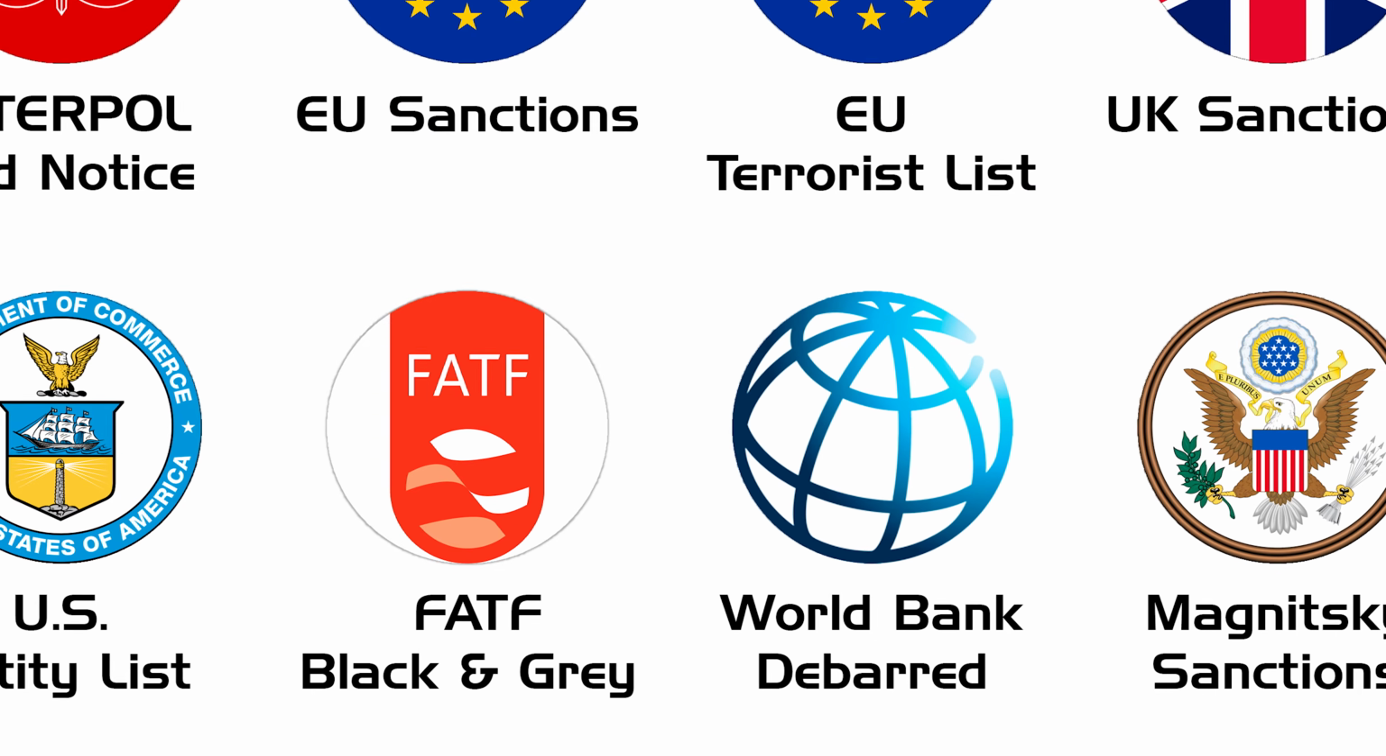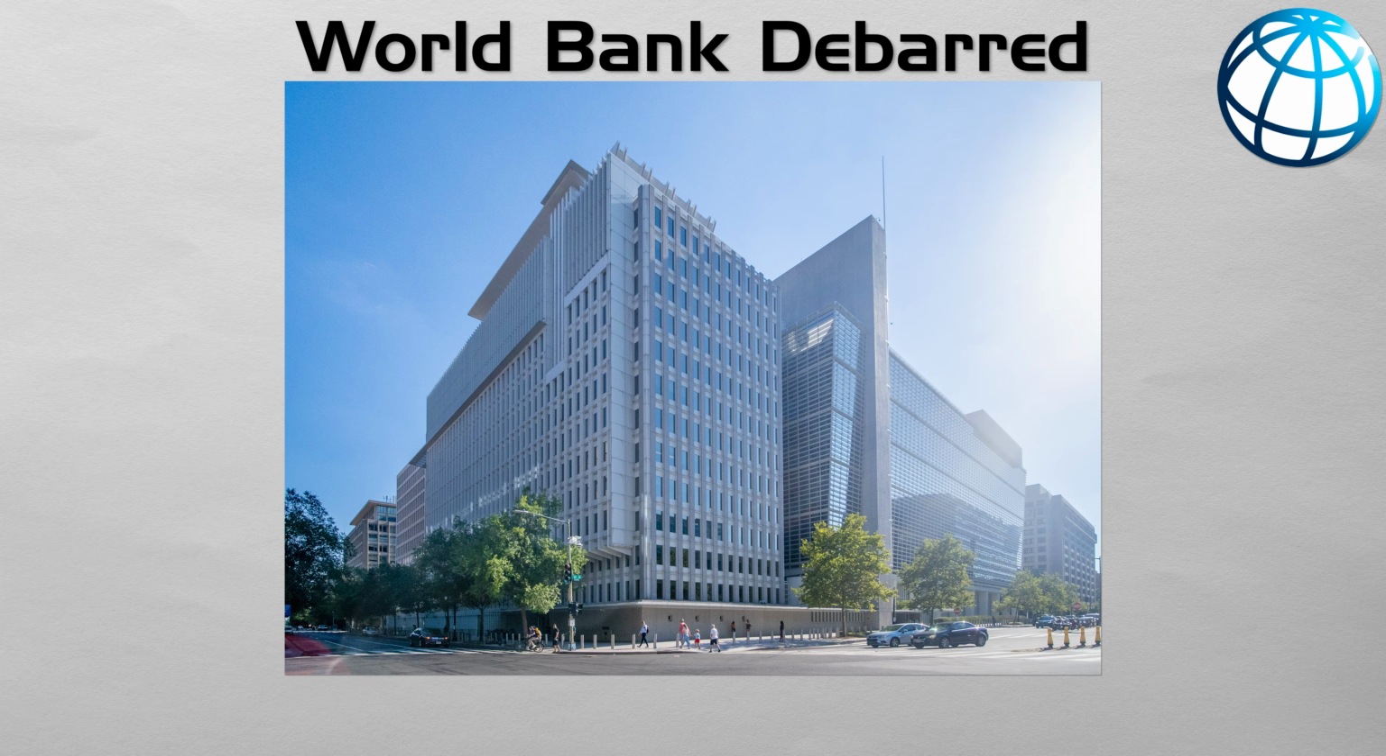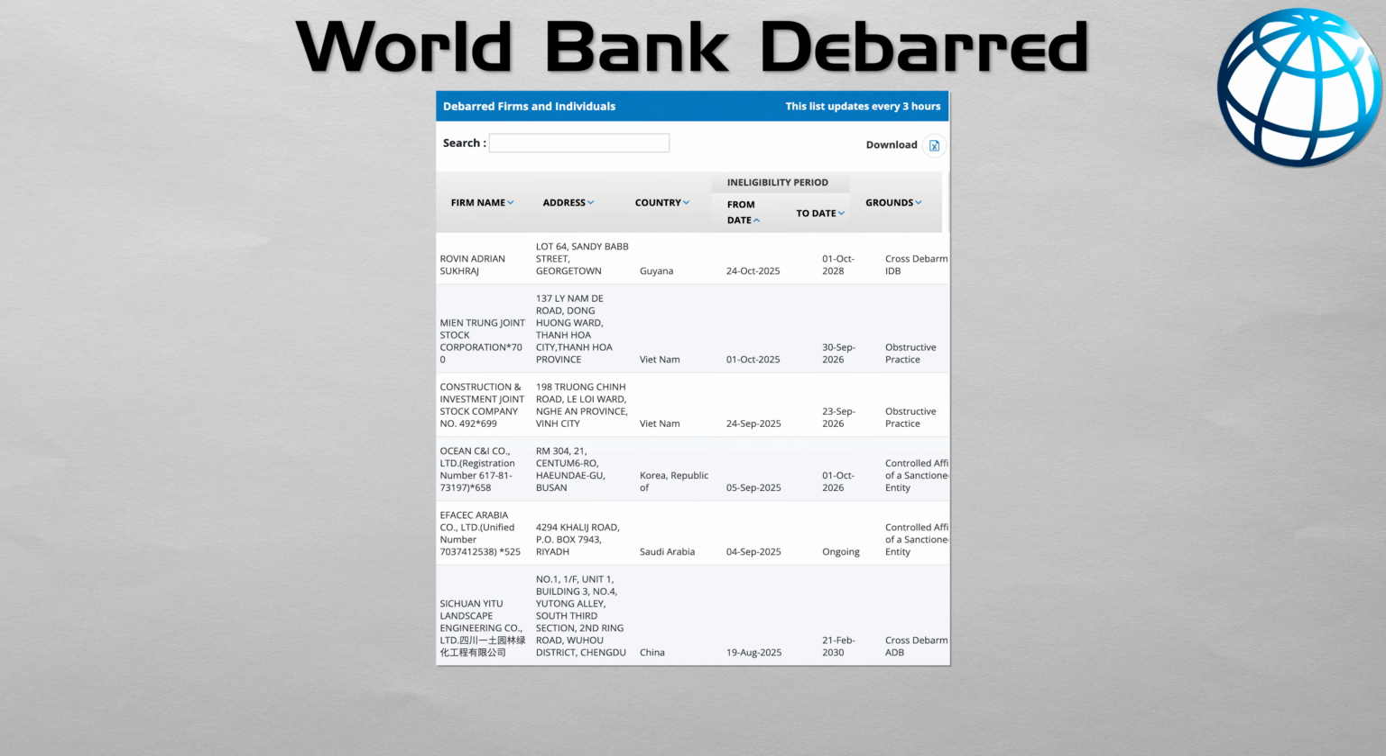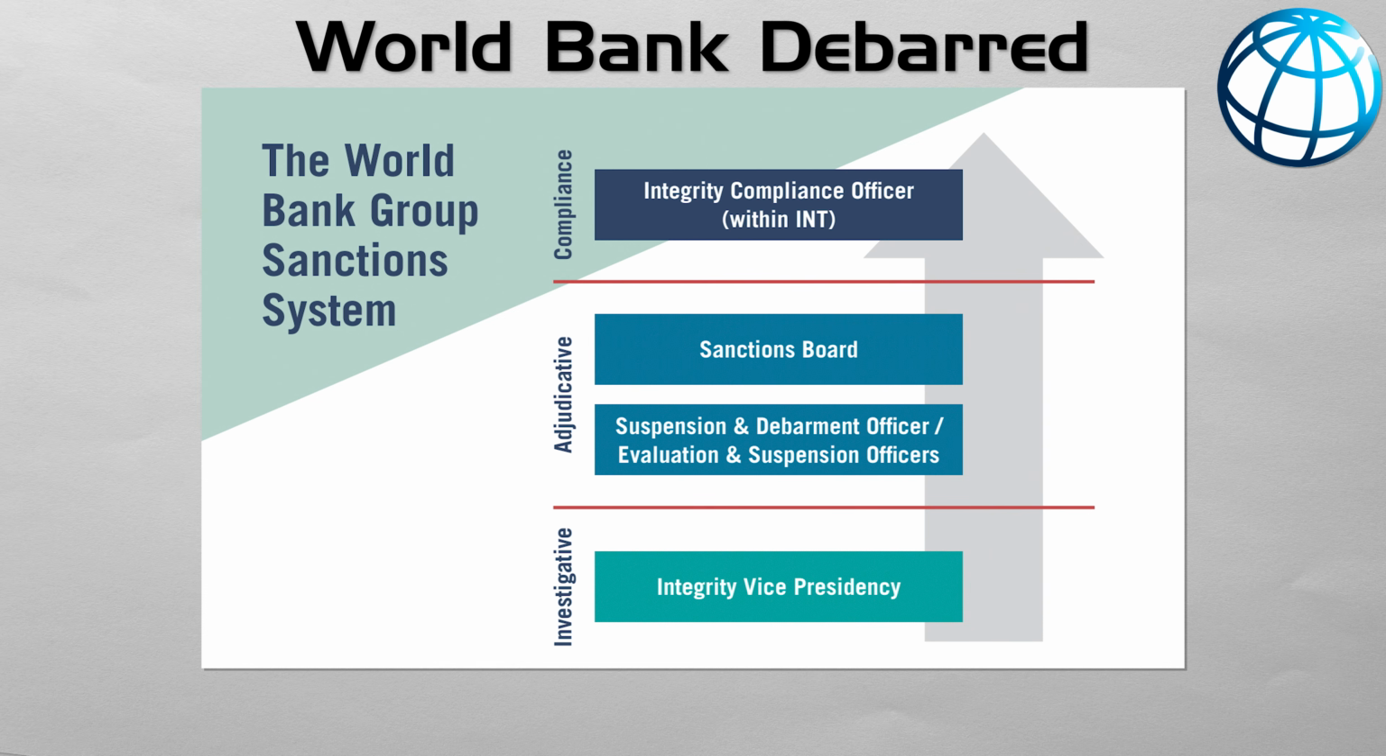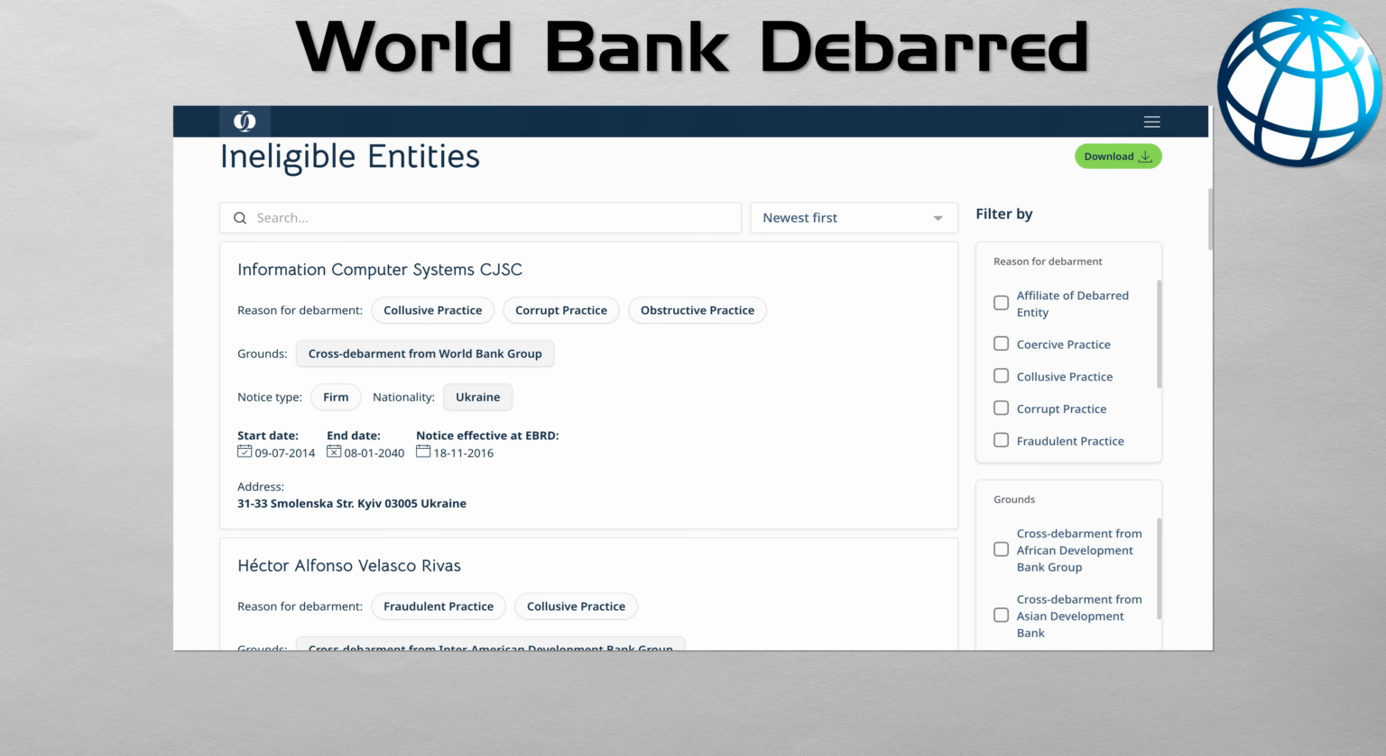World Bank Debarred. This is the World Bank's debarment watch list. It contains the names of all companies and individuals who have been declared ineligible to participate in any World Bank-financed projects. A company is placed on this list if it has been found to have engaged in fraud or corruption in connection with a World Bank project. This debarment is often cross-enforced by other major international development banks, effectively cutting a corrupt firm off from a huge portion of global development funding.